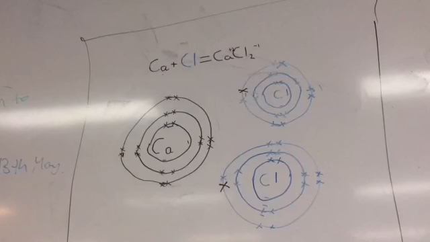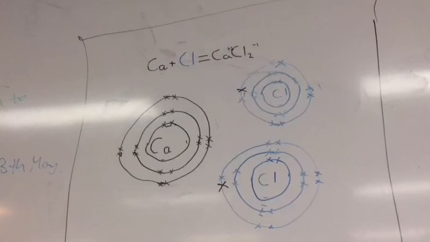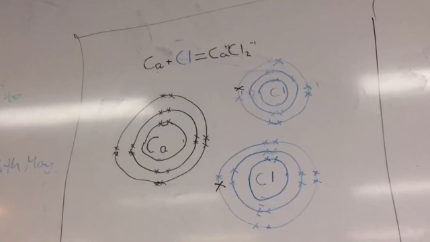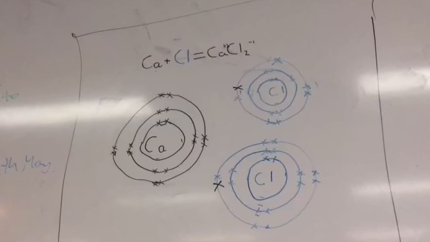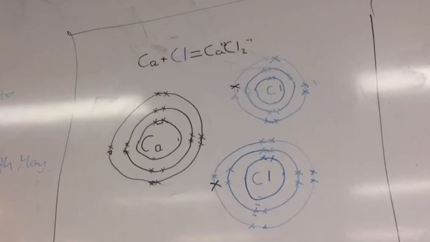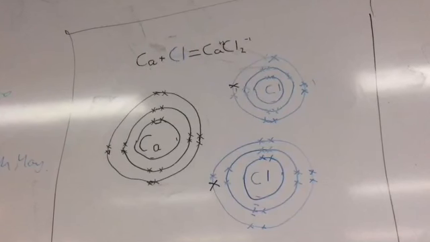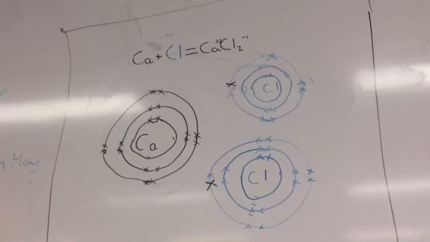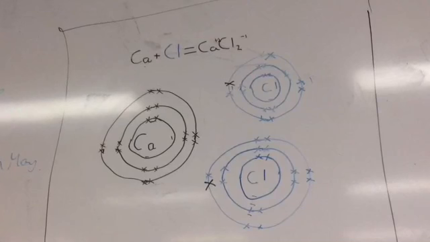Because calcium has to lose 2 electrons and chlorine has to gain 1, you'll need 2 chlorine atoms to equal out the calcium. You will end up with calcium with a positive charge of 2 and chlorine with a negative charge of 1, and it'll be 2 chlorines, so it can be even.